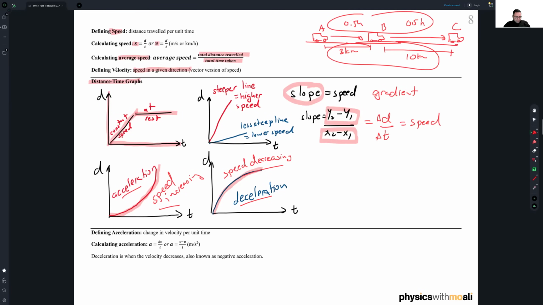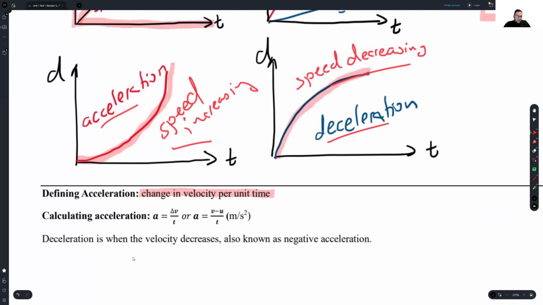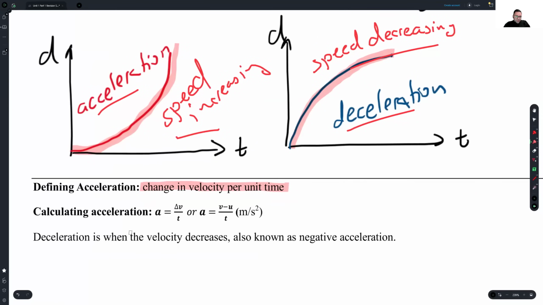You'll see it now. Speaking of acceleration, it's defined as the change in velocity per unit time. Remember, velocity is the vector version of speed, which means the speed can either increase or decrease, or the direction could change. All of these are called acceleration. It's calculated using a very simple formula, which is delta V over T or V minus U over T.